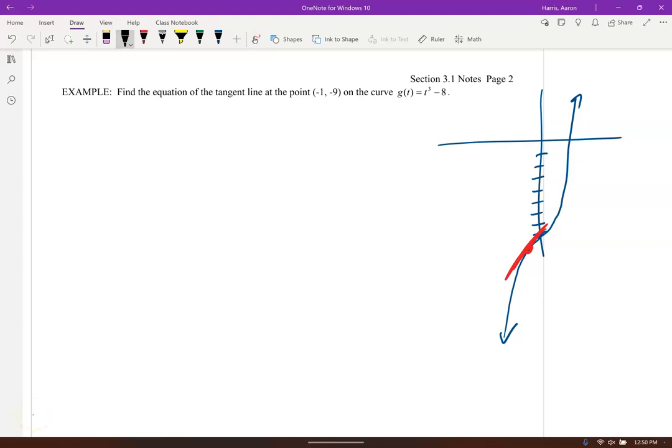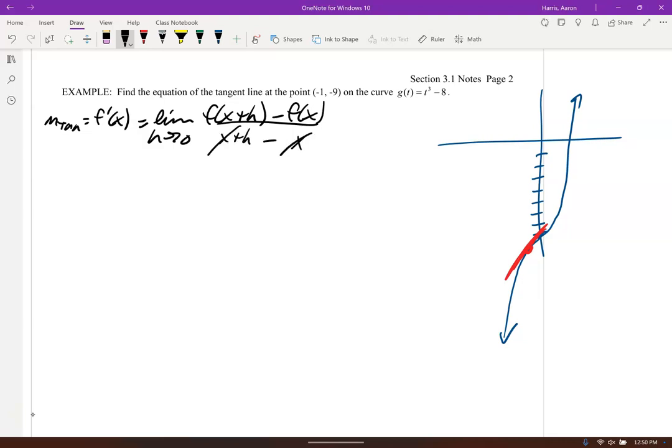So number one, I'm going to say, well, the slope of the tangent, which we call the derivative at x, is the limit as h goes to 0 of f of x plus h minus f of x, y2 minus y1, over x2 minus x1. Again, the x's cancel. There's our difference quotient.